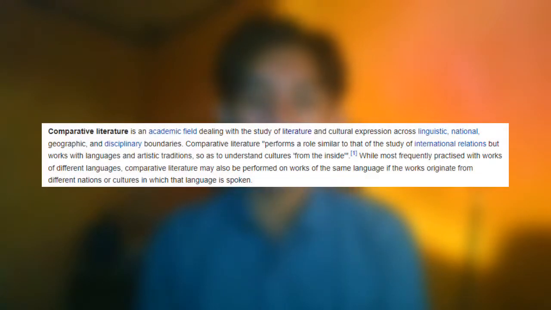But as I did a little more research, as I dug a little deeper, I found out that comparative literature is the study of two or more literatures in comparison and their multi-dimensional components, including many aspects of life, such as philosophy, society, culture, history, gender, religion, etc. According to Wikipedia, comparative literature is an academic field dealing with the study of literature and cultural expression across linguistic, national, geographic, and disciplinary boundaries. Comparative literature performs a role similar to that of the study of international relations, but works with languages and artistic traditions, so as to understand cultures from the inside.